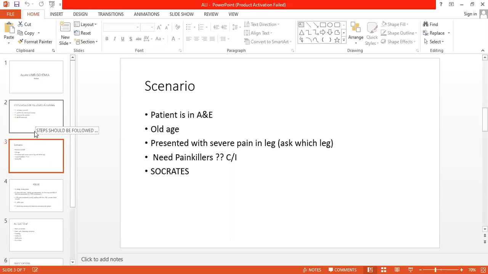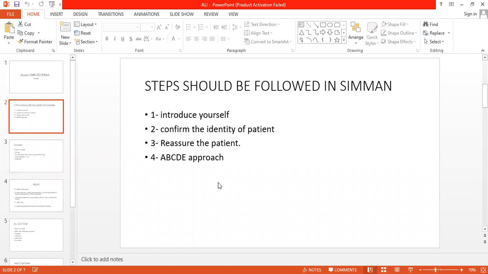So you will go into the room. First, let's discuss the steps which should be followed in all segments. When you go into the room, the first thing is you have to introduce yourself and confirm the identity of the patient, then reassure the patient, and then the ABCDE approach. I will discuss this one by one.